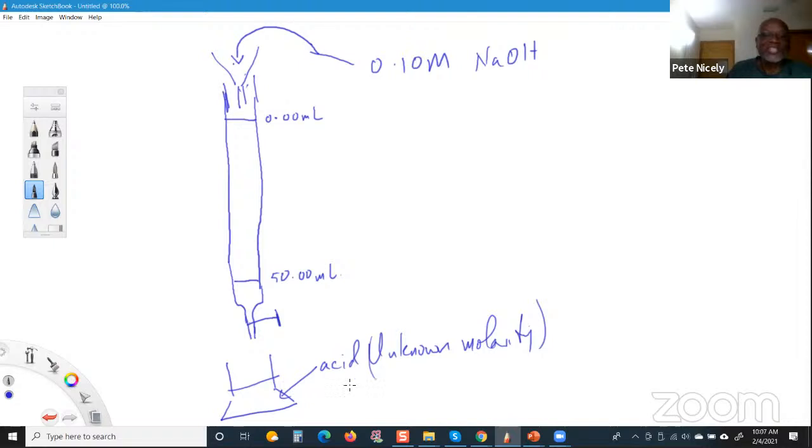In addition to the acid, you're going to add the aforementioned indicator. The indicator basically changes color depending on its environment. So it will have one color in an acid environment and another color in a basic environment. Now, for the experiment that we normally do in the lab, the indicator that is used is known as phenolphthalein.